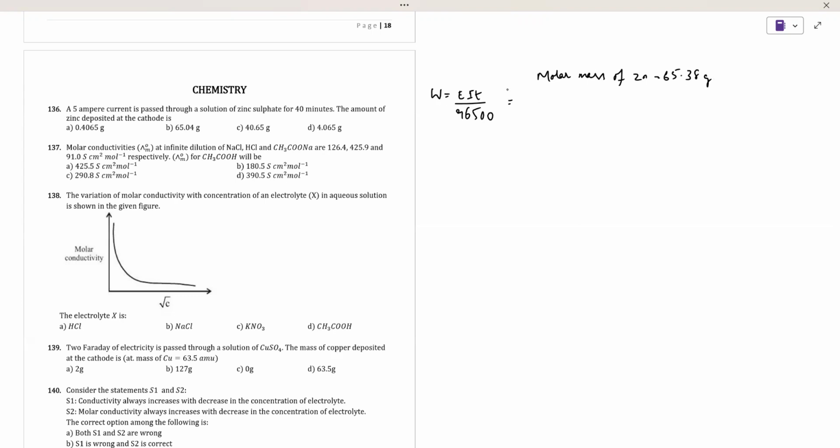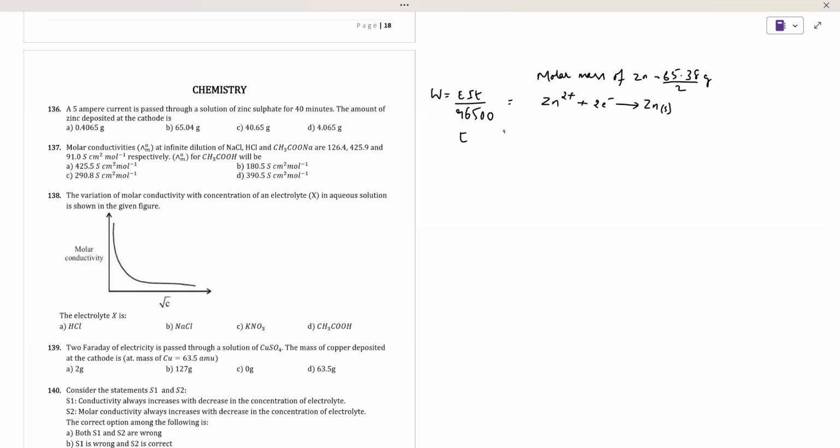65.38 grams. Okay. Now for the deposition of 1 mole of zinc from zinc sulfate, in the zinc sulfate solution, zinc will be in the form of Zn 2+, and it will take up 2 electrons in order to convert Zn 2+ into zinc in the form of solid. So hence it is understood that the equivalent mass of zinc will be 65.38 divided by 2. Now substituting this value in this equation, we already have the E value.